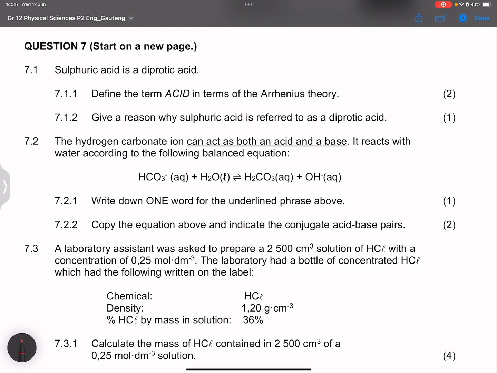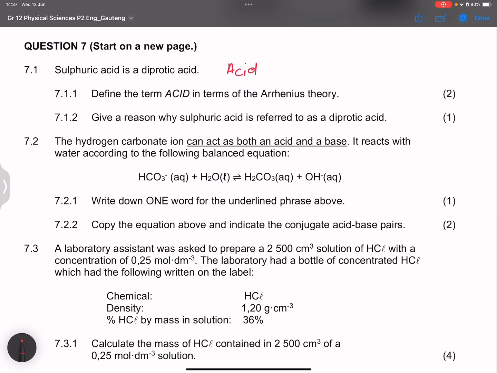So remember, according to the Arrhenius theory, an acid is a substance that produces hydronium ions when it is dissolved in water. Right, so that is the definition of an acid. Or you can say that it produces hydronium ions in solution, whichever would work. So they say give a reason why sulfuric acid is referred to as diprotic. Remember in this case that when it ionizes, it produces 2 hydronium ions. Or you can say that it forms 2 protons when it dissolves in water. Right, so that is why it is diprotic.